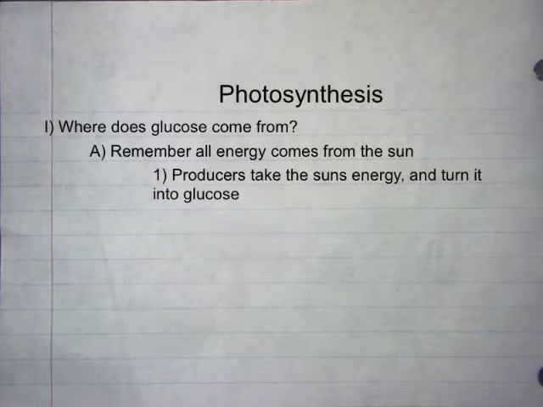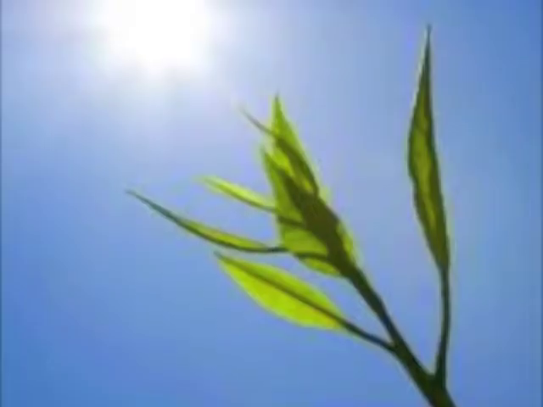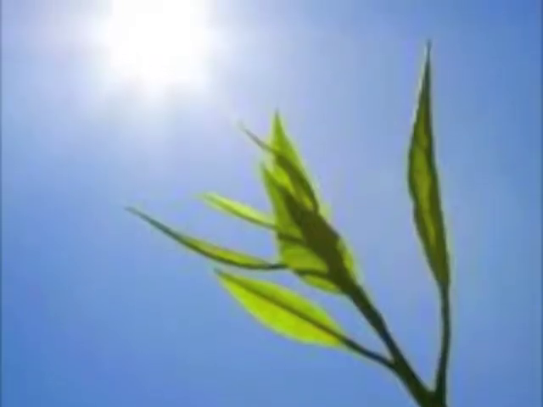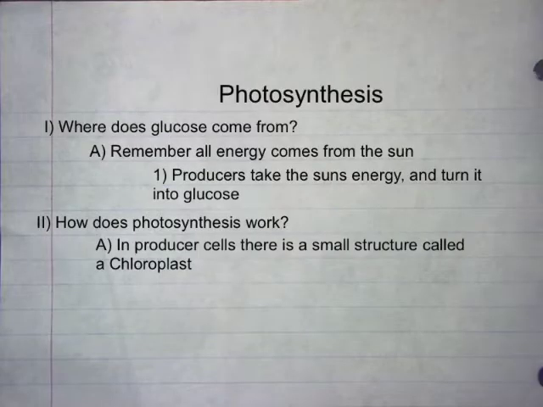Where does glucose come from? Remember, all energy comes from the sun. Producers take the sun's energy and turn it into glucose. Remember, producers are organisms that use the sun's energy to create glucose and be able to function. In producer cells, there is a small structure called a chloroplast.